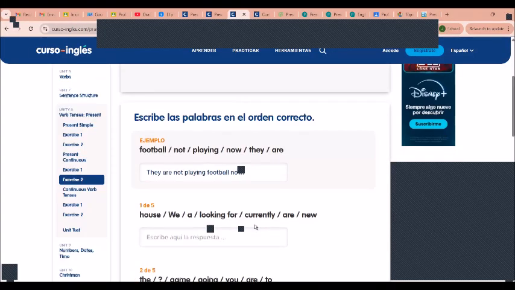All right, we have the words, put them in order. Remember, we're using the continuous form. We are looking for a house now, a new house. One thing I'd recommend is don't forget the use of our frequency adverbs. All right, we are currently looking for a new house.